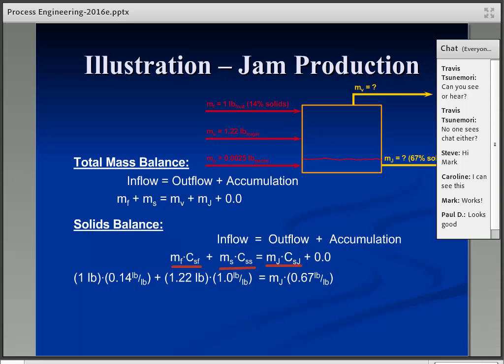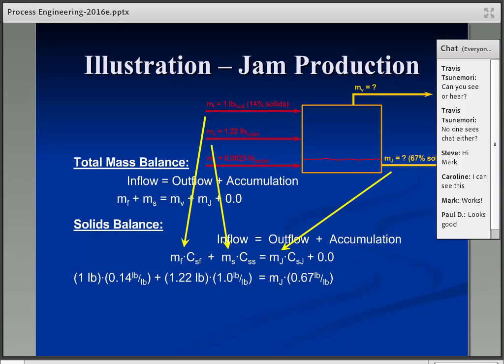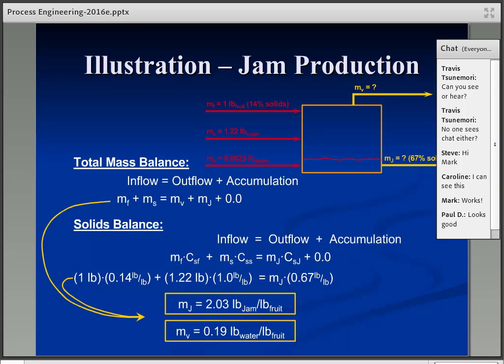And so all these terms are known. You can see I've plugged in down here the different terms from that, and if we solve that solids balance, we get the mass of jam is just over 2 pounds per pound of fruit. The mass of vapor coming off the top then from the first equation we did up there is 0.19 pounds per pound of fruit.